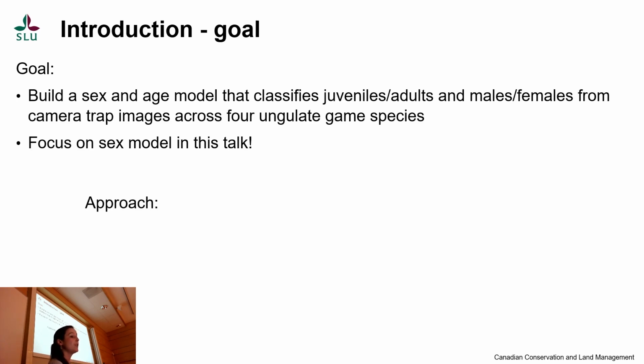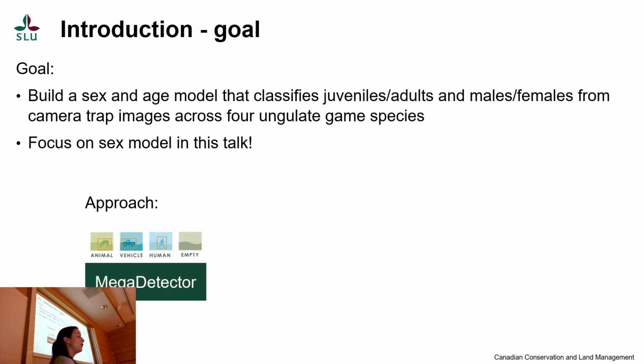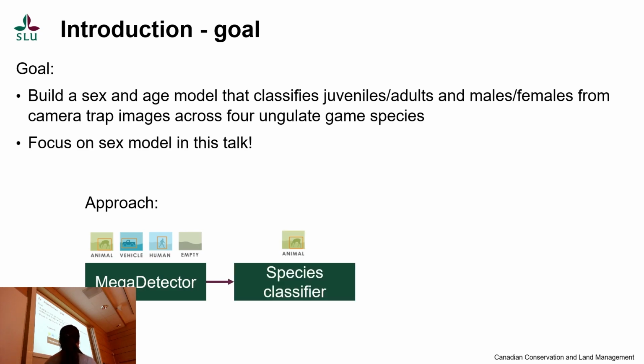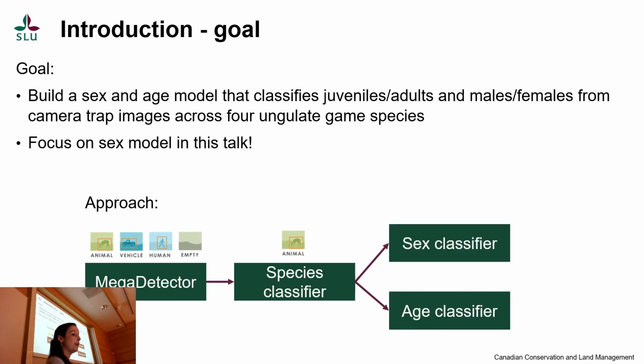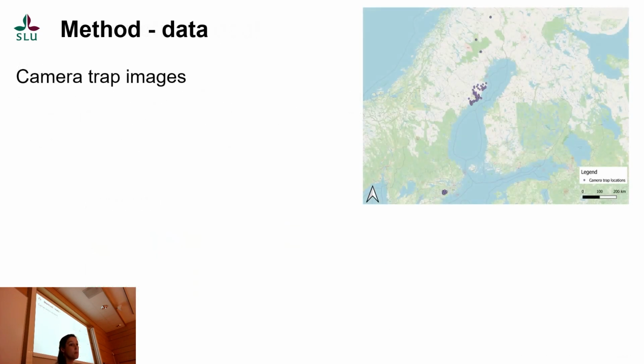And our general approach is that we have first worked with MegaDetector. MegaDetector is an object detector. It puts bounding boxes around objects and distinguishes animals, vehicles, humans, and empty images. Next, for only the images with animals, we use a species classifier, classifying different species. And then on top of that, for specific species, we want to have a sex and age classifier.